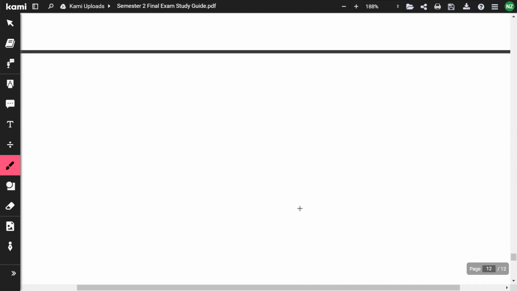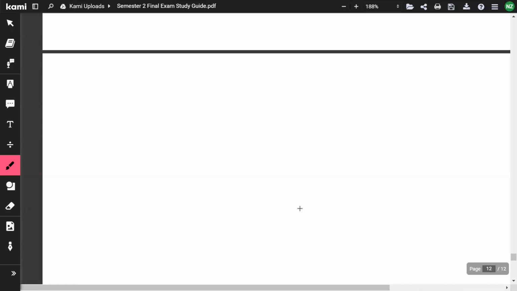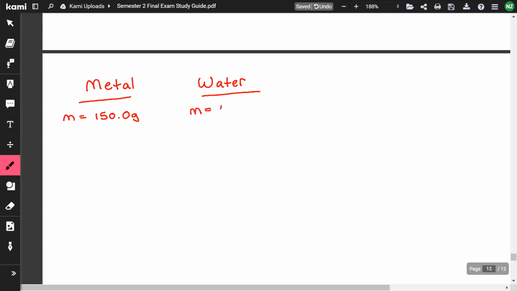Okay, so going through the question, we want to separate all the information out. What's the metal? What's the water? For the metal, if you read the question, our metal had a mass of 150 grams. Our water also had a mass of 150 grams. When we did it in class, we used 100 grams of water.